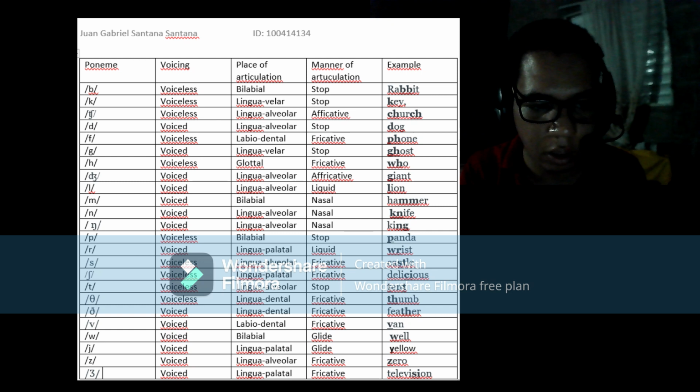We have y, which is voiced, lingual palatal, glide, and the example that we have is yellow. We have z, which is voiced, lingual alveolar, fricative, and the example that we have is zero. And we have another sound, which is voiced, lingual palatal, fricative, and the example that we have is television.